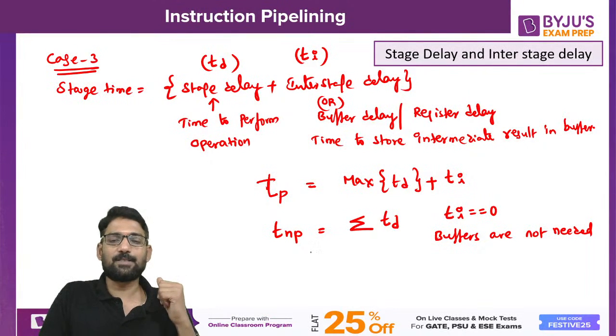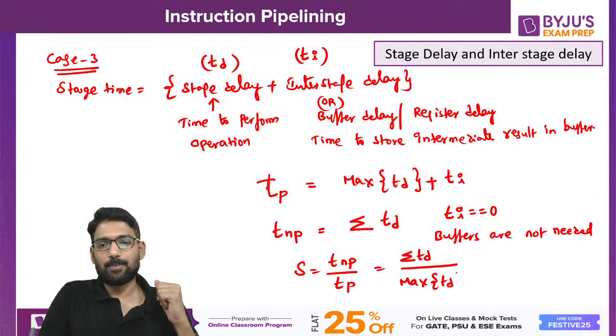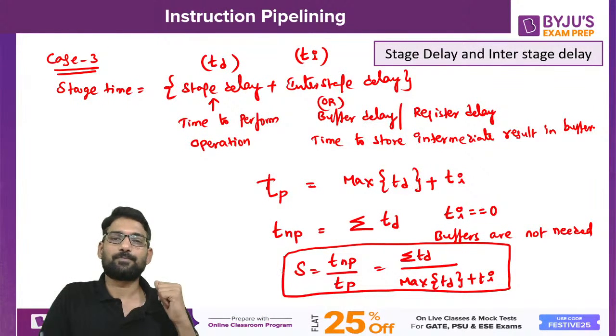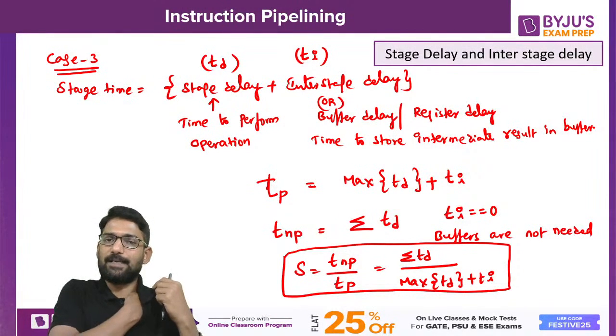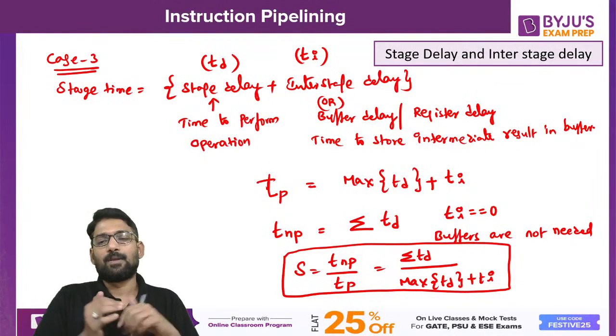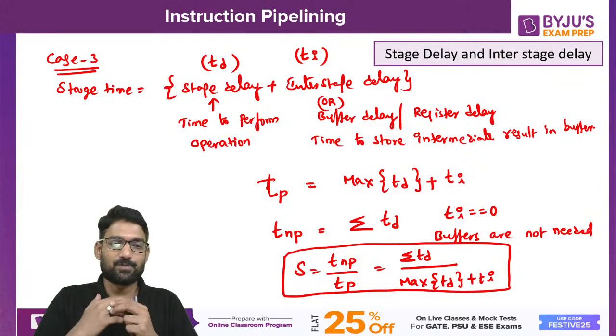So once you get this, you can calculate the speed up even with respect to stage times also. So this would be sigma of Td divided by max of Td plus Ti. So you can call this the next equation. So if our stage time is expressed in terms of stage delay and interstage delay, then you can write the stage time for pipeline processing and stage time for non-pipeline processing in this way.